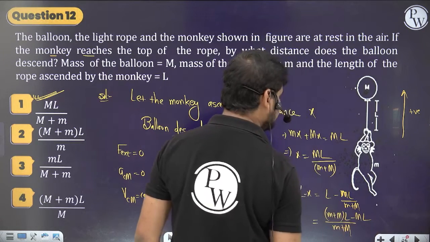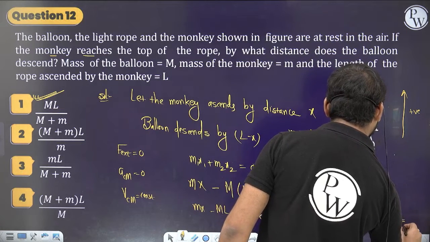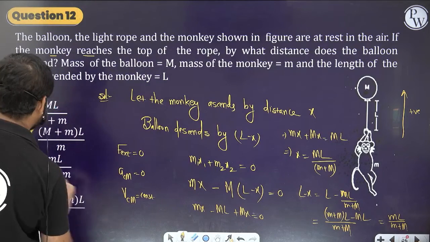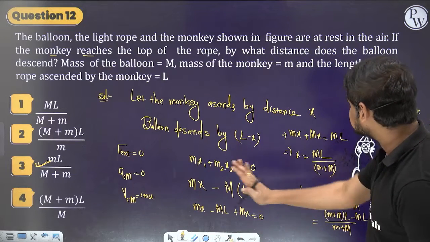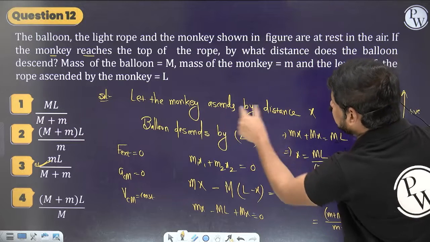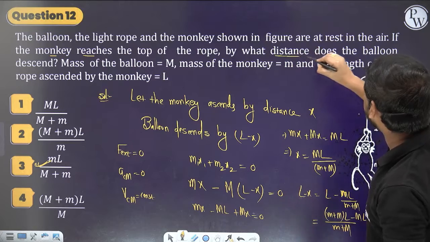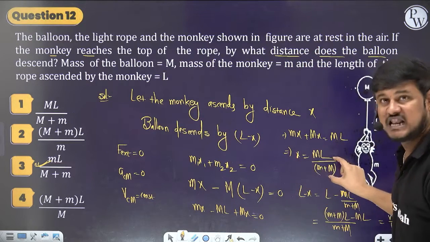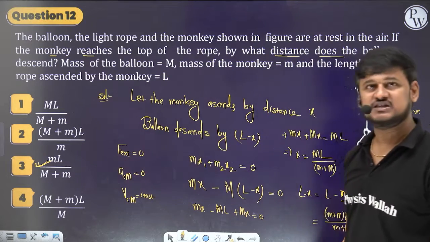Here ML, ML gets cancelled. So we get small ml by small m plus capital M. Sorry guys, this is the correct answer, option 3. My bad, very sorry, because we did the process correctly. But the x is the distance ascended by the monkey. So let the monkey ascend the distance x. But what they asked is by what distance the balloon descends. So the balloon descends by L minus x. We calculated x, so then we need L minus X. So option 3 is the correct one.